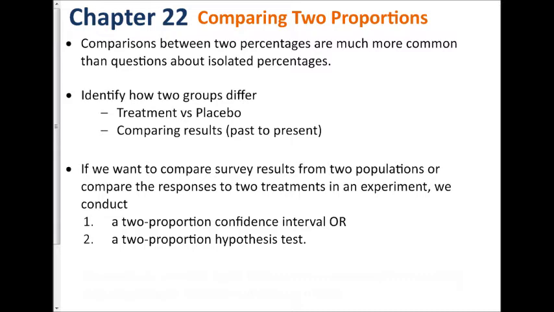If we were comparing survey results from two populations or comparing responses when two treatments are in an experiment, we can either create a two proportion confidence interval, if I'm trying to start with a sample and figure out where I think the population would be, or start with a two proportion hypothesis test, which is where I think this is what the truth is, and I'm going to use my sample to evaluate the validity of that statement.